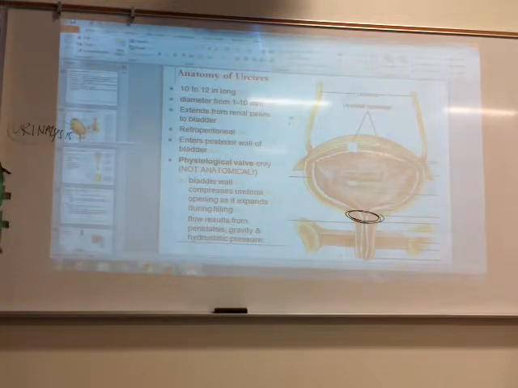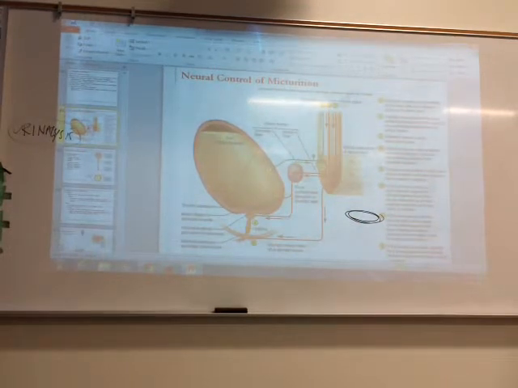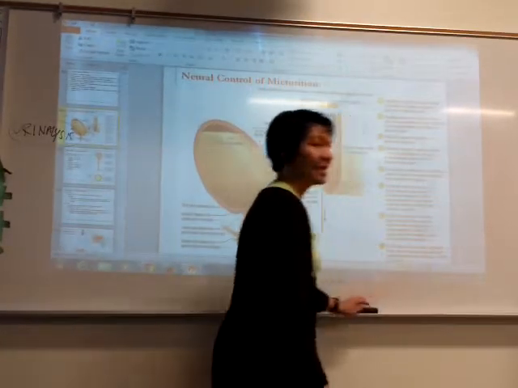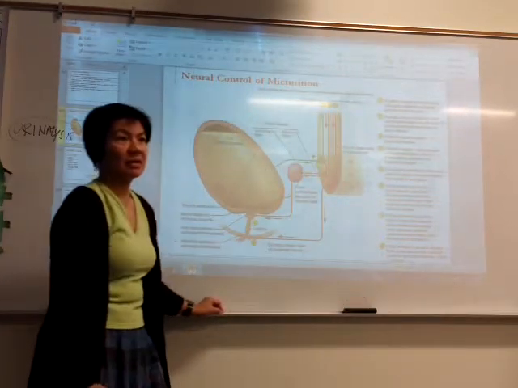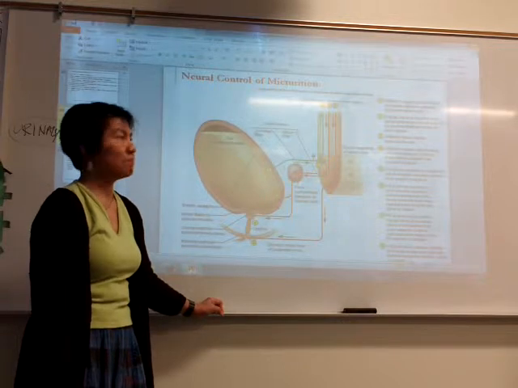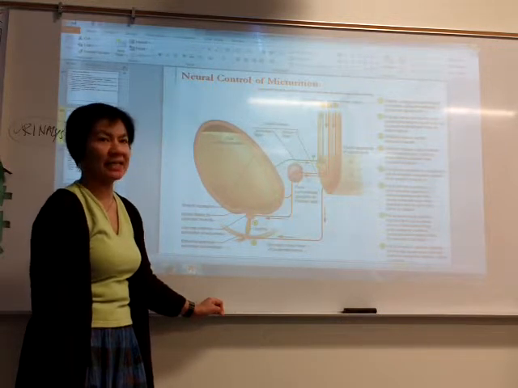So how do you urinate? It's called micturition. If I asked you to define micturition, you're going to write urination. What's defecation? Pooping. Micturition is urinating.